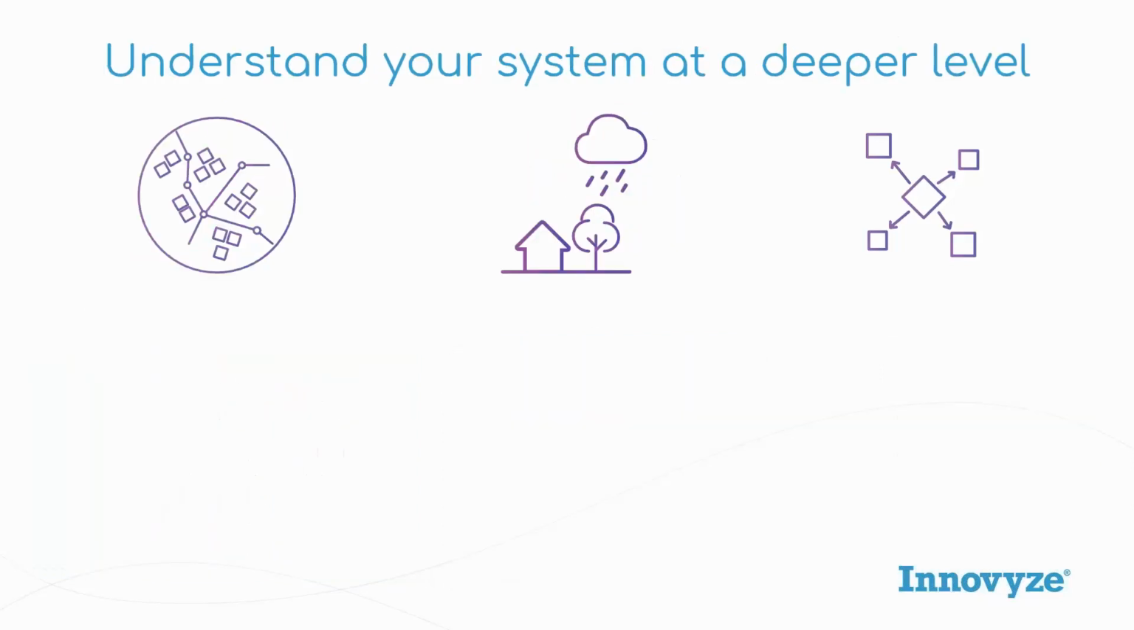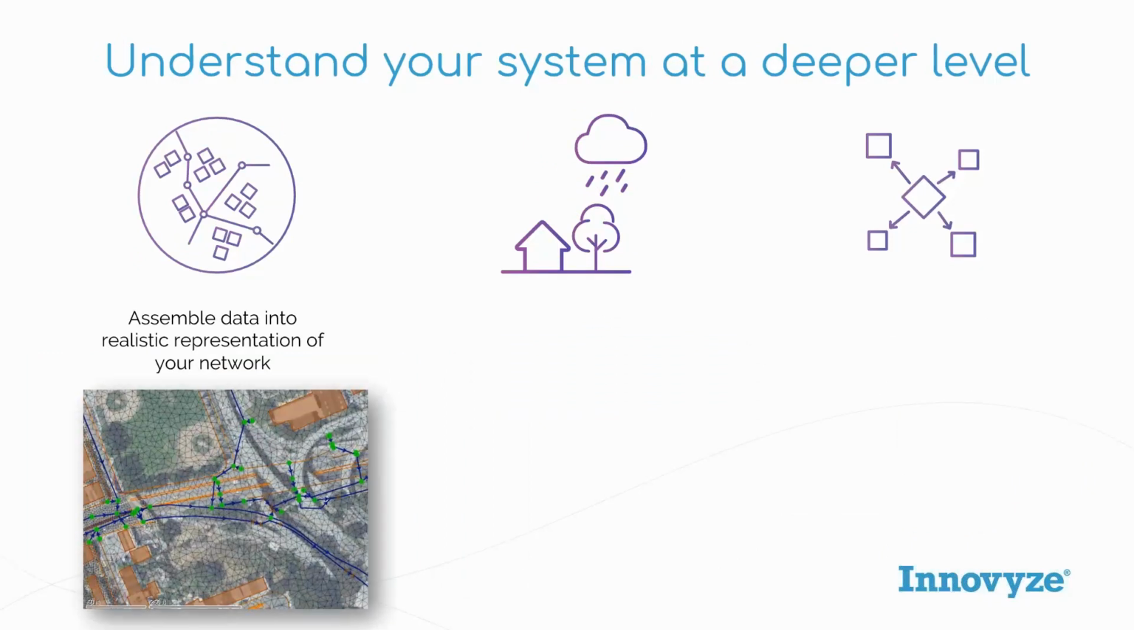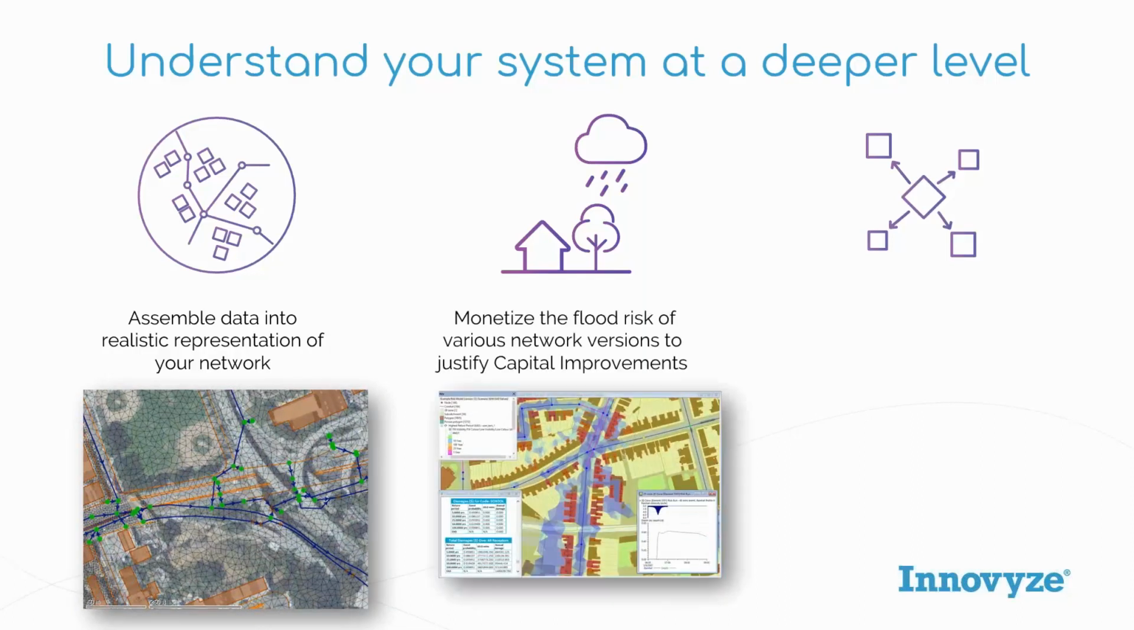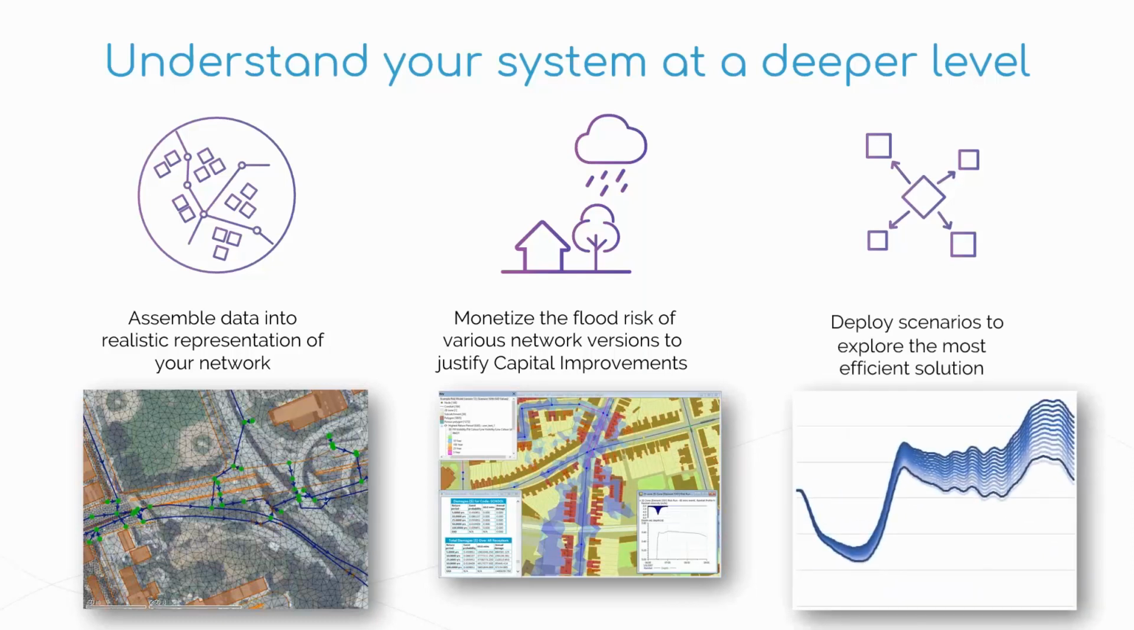And all of this lets you understand your system at a much deeper level. Because you can assemble the data into a realistic representation of the network and the catchment. The software allows you to monetize the flood risks of various network versions to justify capital improvements. And within the software, you can deploy scenarios to explore the most efficient solutions.